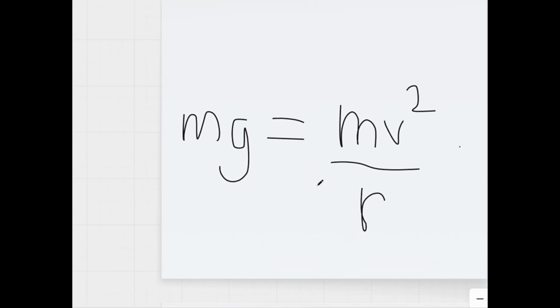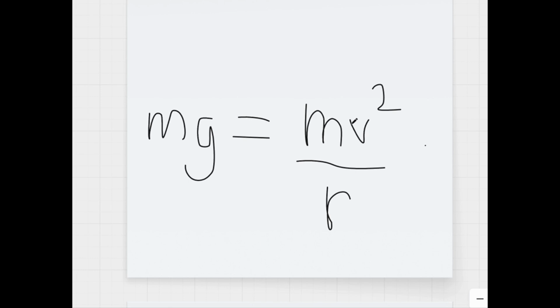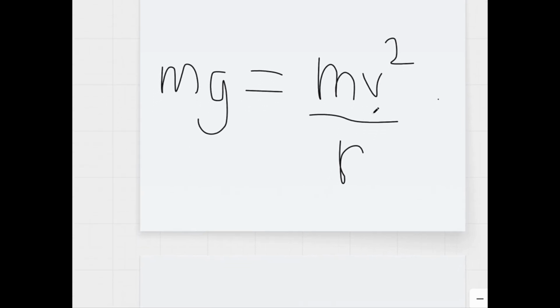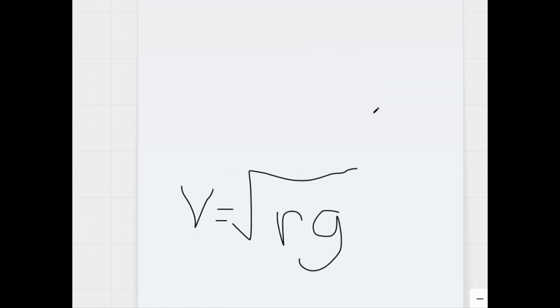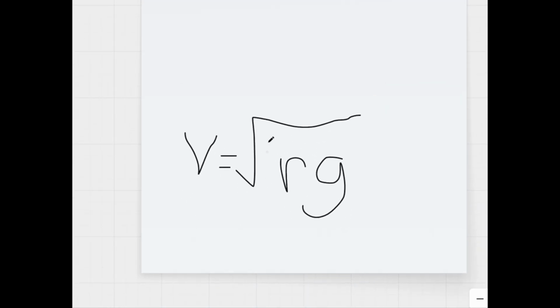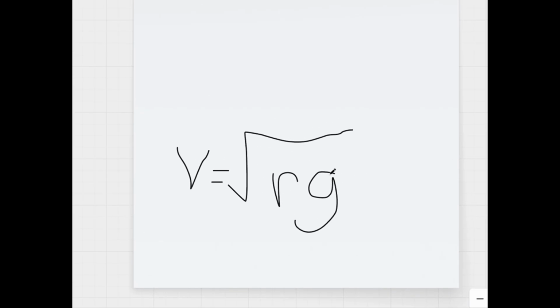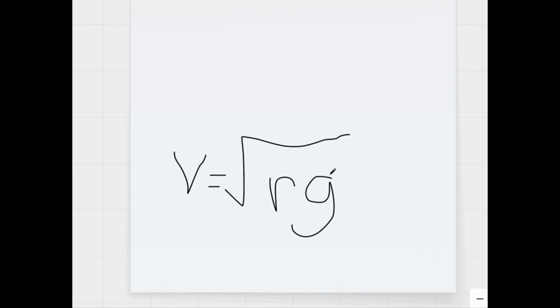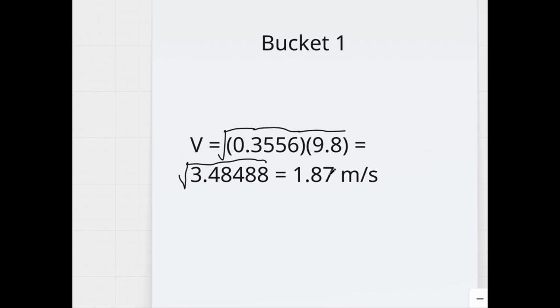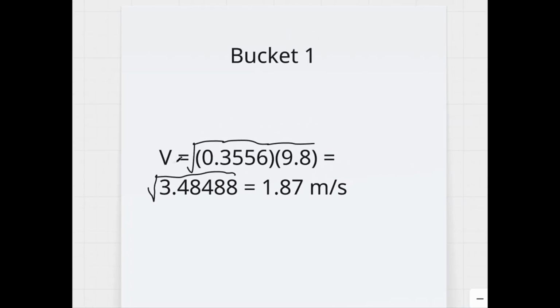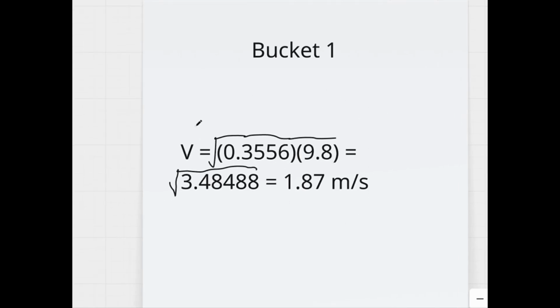So, knowing we have this equation and we want to find the speed at which the bucket has to travel, we're going to move around some of the different factors in order to get this equation: V equals the square root of radius times gravity. And using this equation, we can plug in the information that we have available in order to find the value of V. So this is what we have for bucket 1, where V equals the square root of 0.36 times 9.8, which is equal to the square root of 3.48, which is roughly equal to 1.87 meters per second.